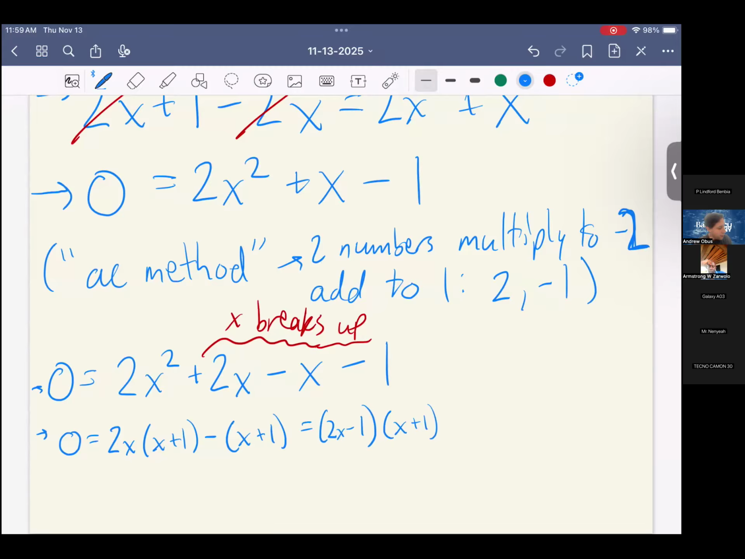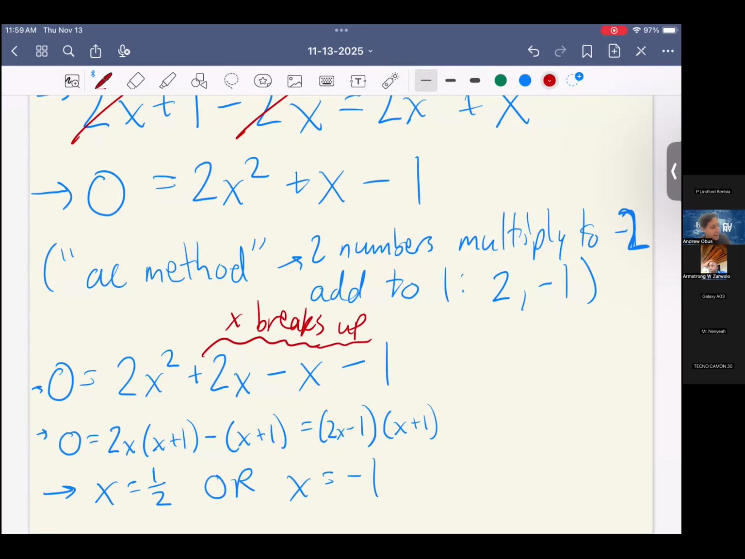So this finally leaves us with 0 equals 2x minus 1 times x plus 1. This gives us that x is equal to 1/2 or x is equal to minus 1, because either 2x minus 1 equals 0, which gives x equals 1/2, or x plus 1 equals 0, which gives x equals minus 1.